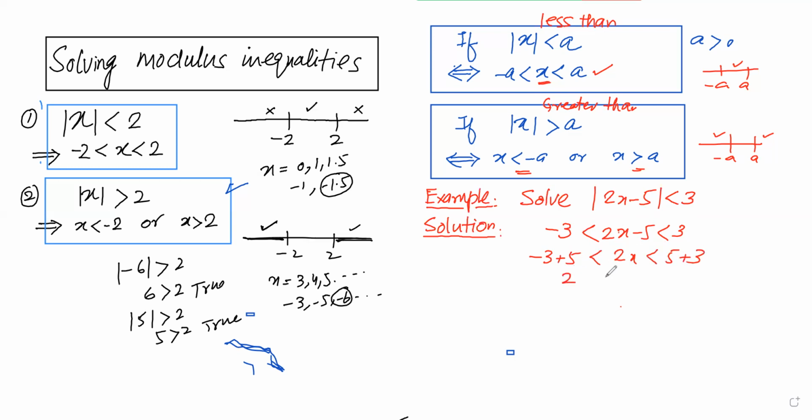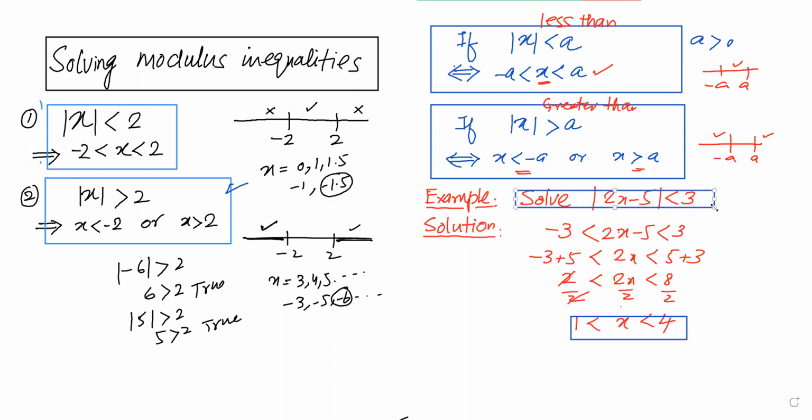Then 2 is less than 2x is less than 8. You can divide by 2 throughout. So we have 1 is less than x is less than 4. So the numbers from 1 to 4.